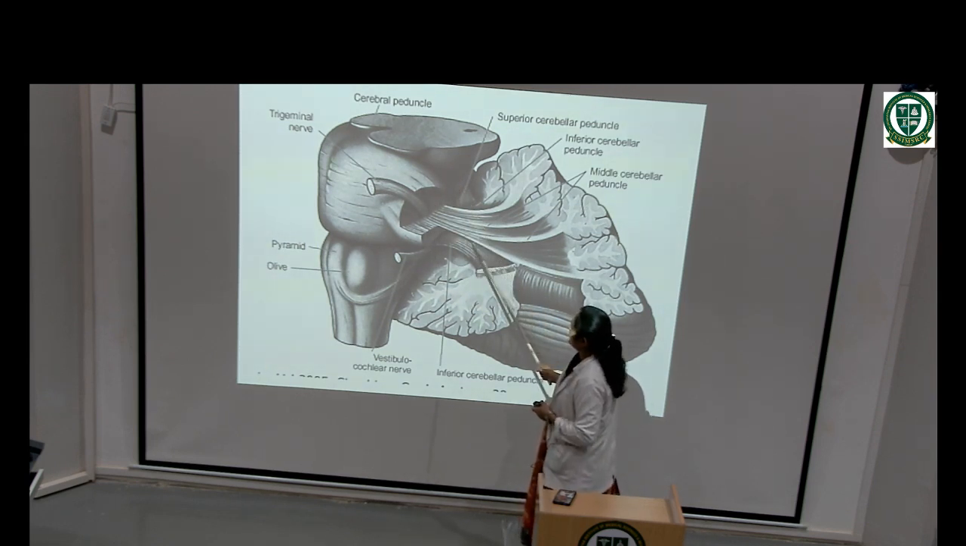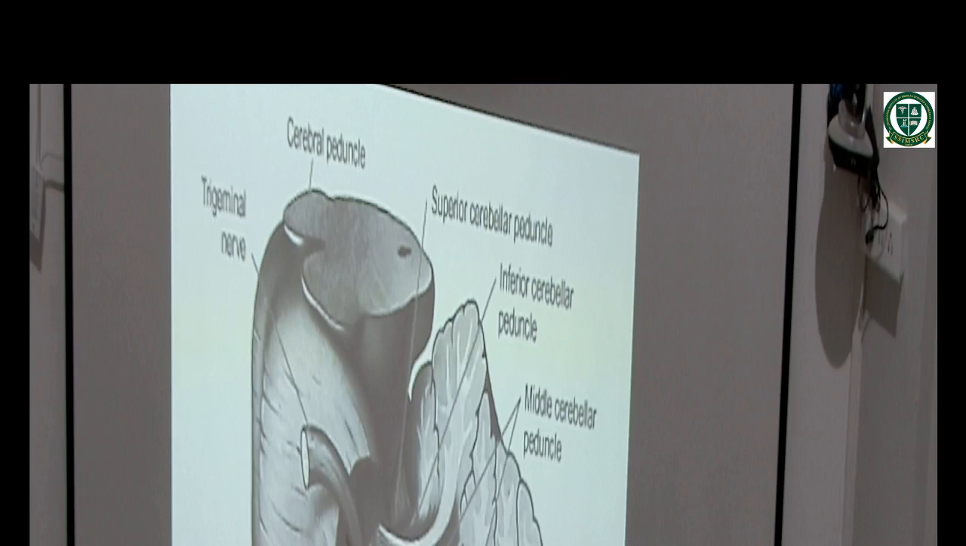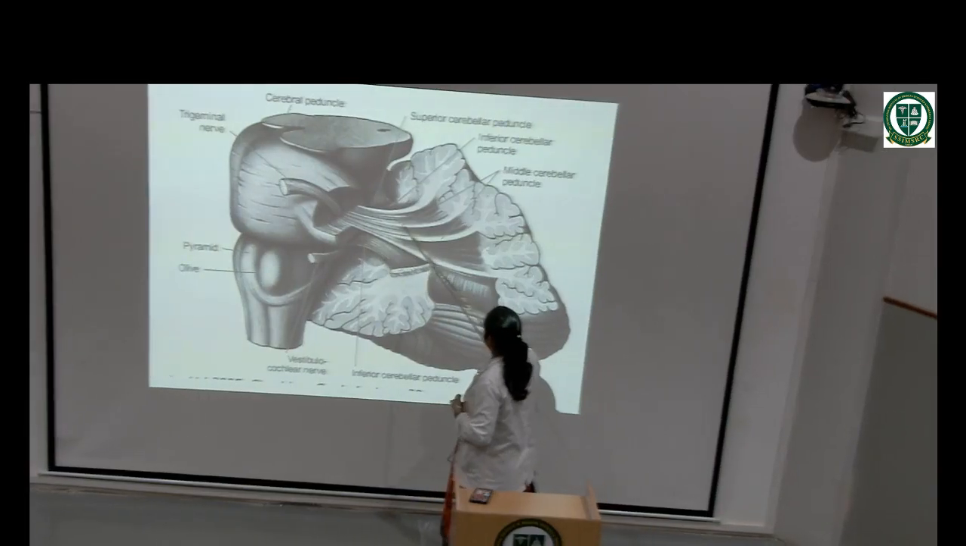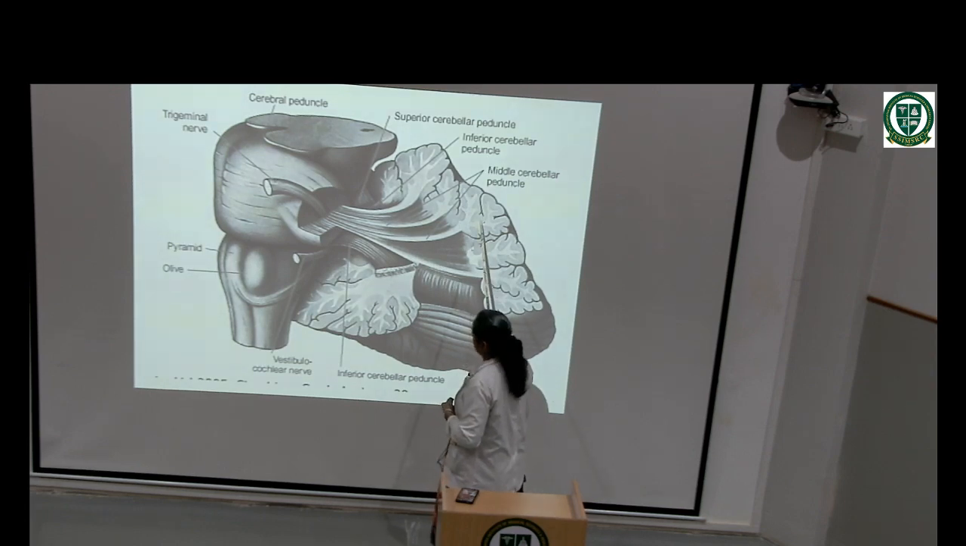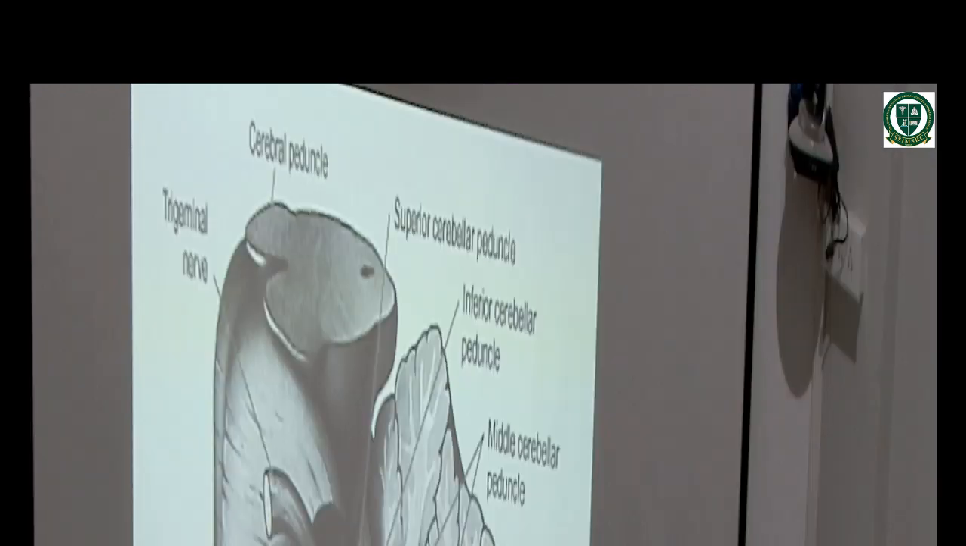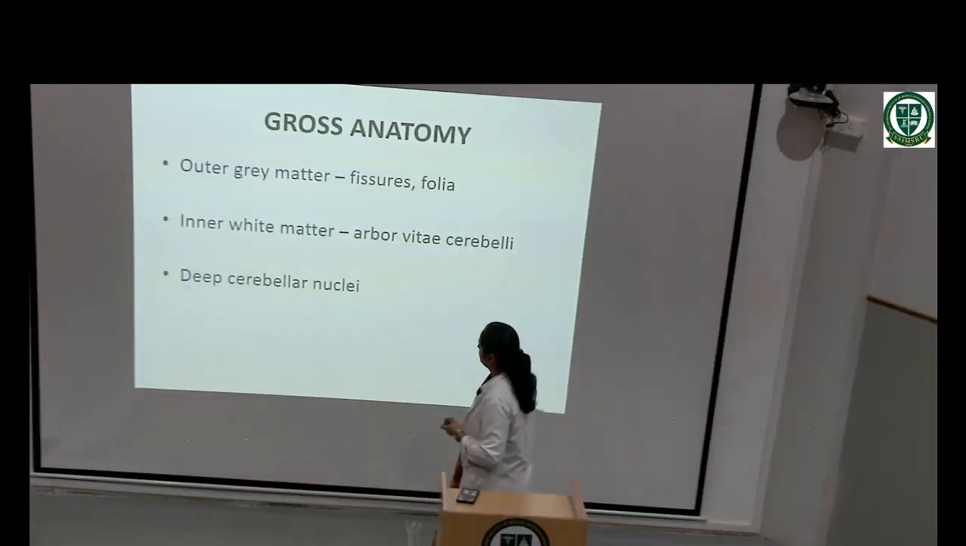As the name suggests, the superior cerebellar peduncle connects the cerebellum to the midbrain because that is the most superior part of the brainstem. In the middle we have the pons, hence the middle cerebellar peduncle connects the pons with the cerebellum, and below we have the medulla oblongata, and hence this is called the inferior cerebellar peduncle. These are taking fibers to and from the cerebellum.